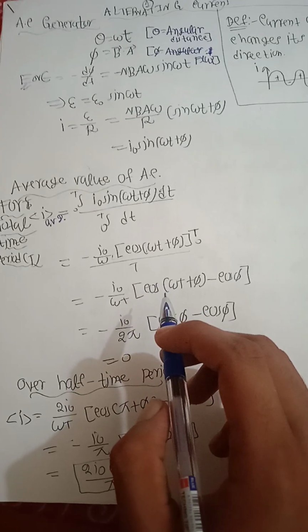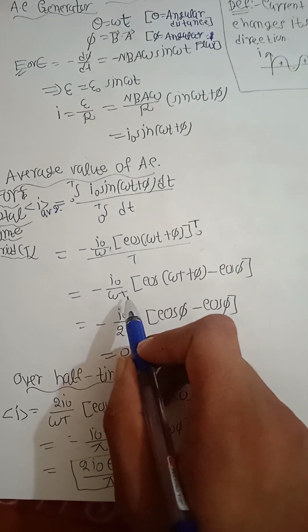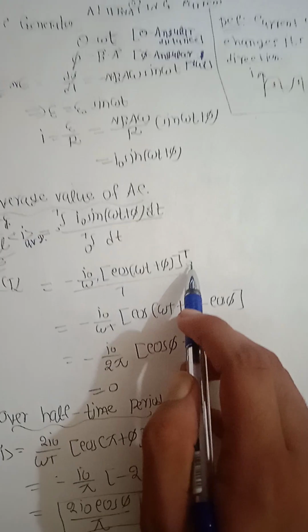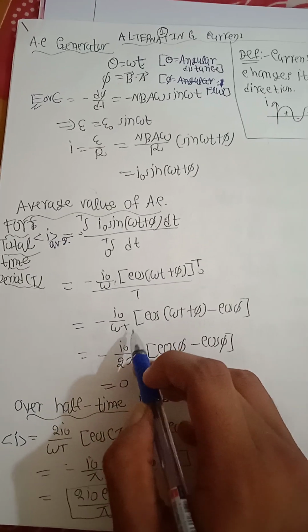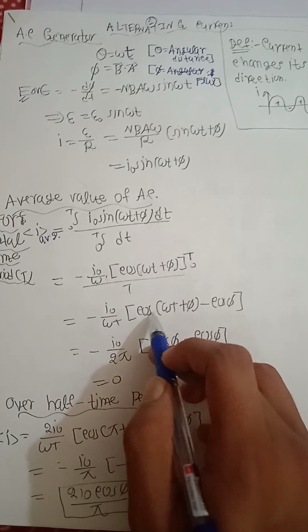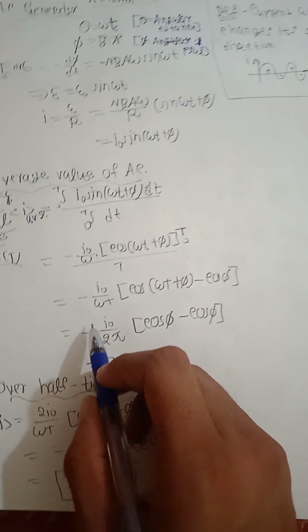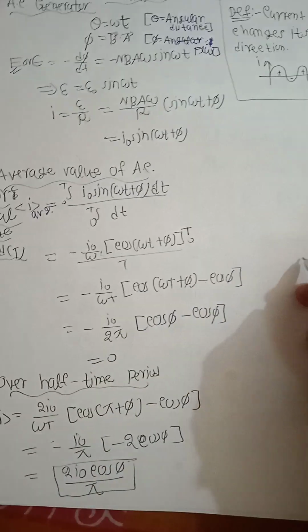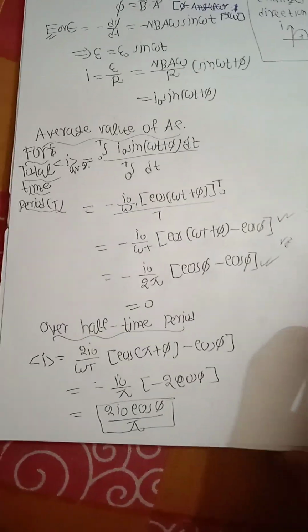So after doing this step, we put in the values, and then we get minus I naught by omega T into cos of omega t plus phi minus cos phi. You can also write it in this format as well. Both are useful, you can choose any one, not a big issue.